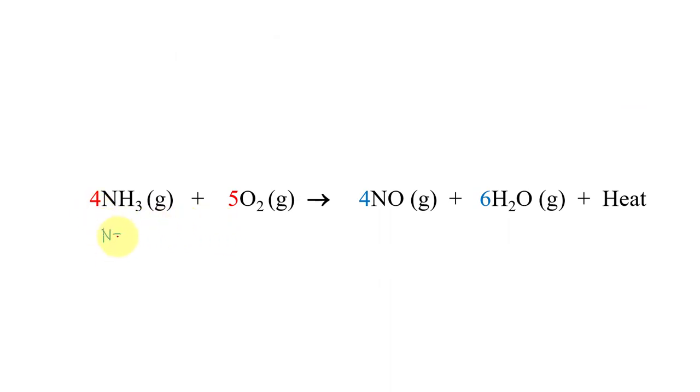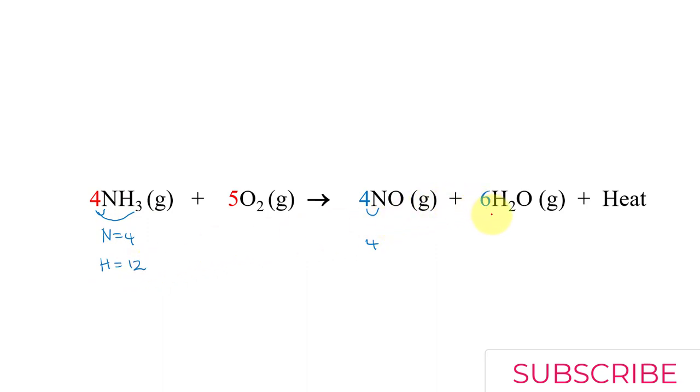Nitrogen, we have 4 atoms. Beside nitrogen, we also have 4 atoms. Hydrogen, we have 4 times 3, which is 12. Hydrogen, we have 6 times 2, which is 12.